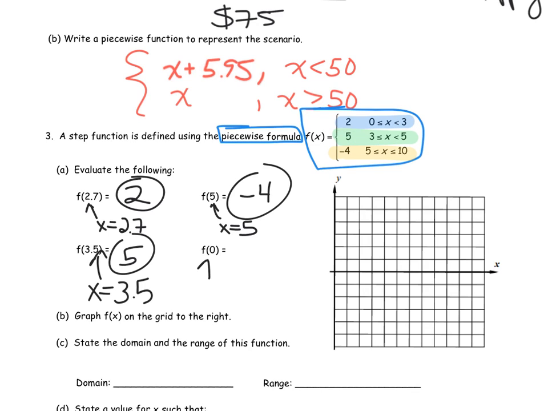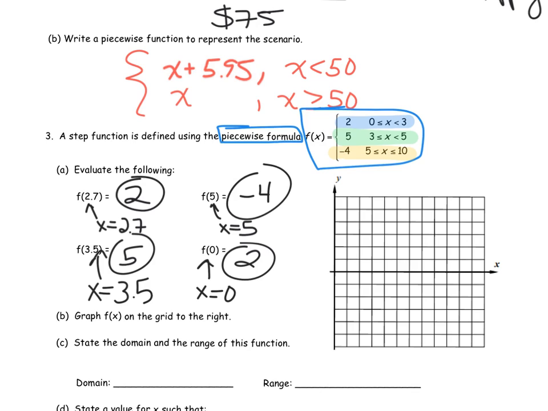And then lastly, for f of 0, I know x equals 0, and 0 is less than or equal to 0. So I'm looking within this interval. My answer is 2. We're always looking on the left-hand side to get those final answers for the output of the function. Okay, so now we actually want to graph this.